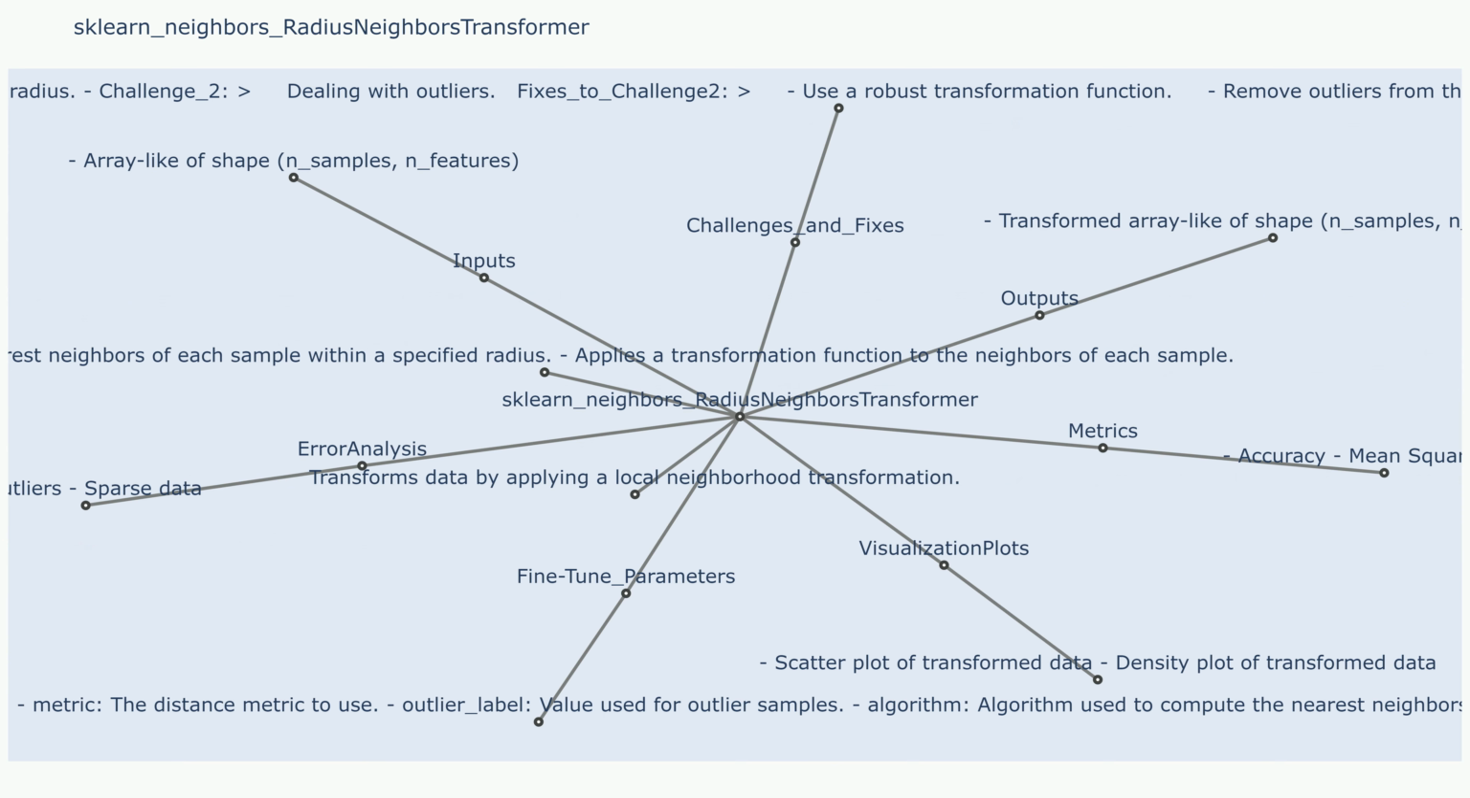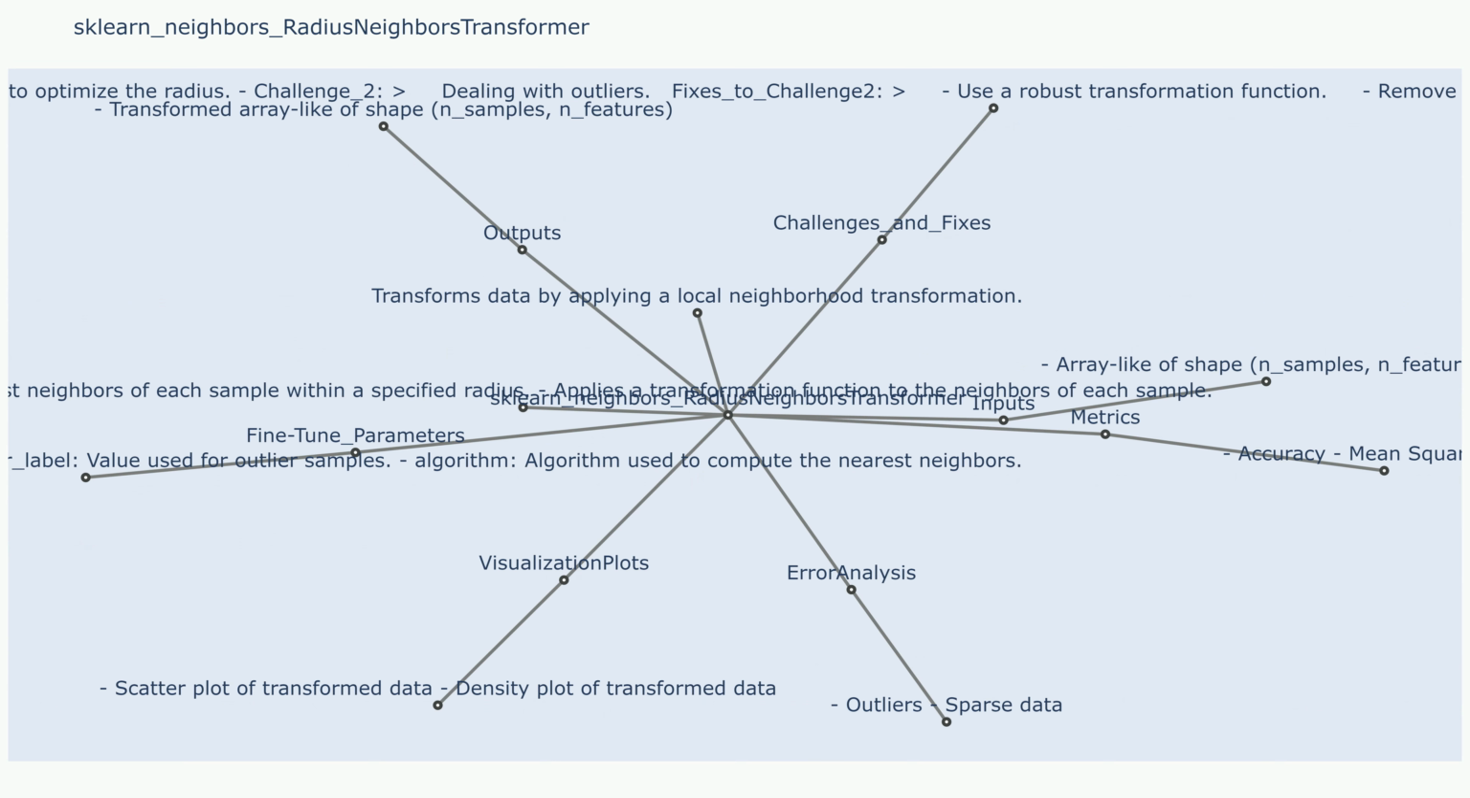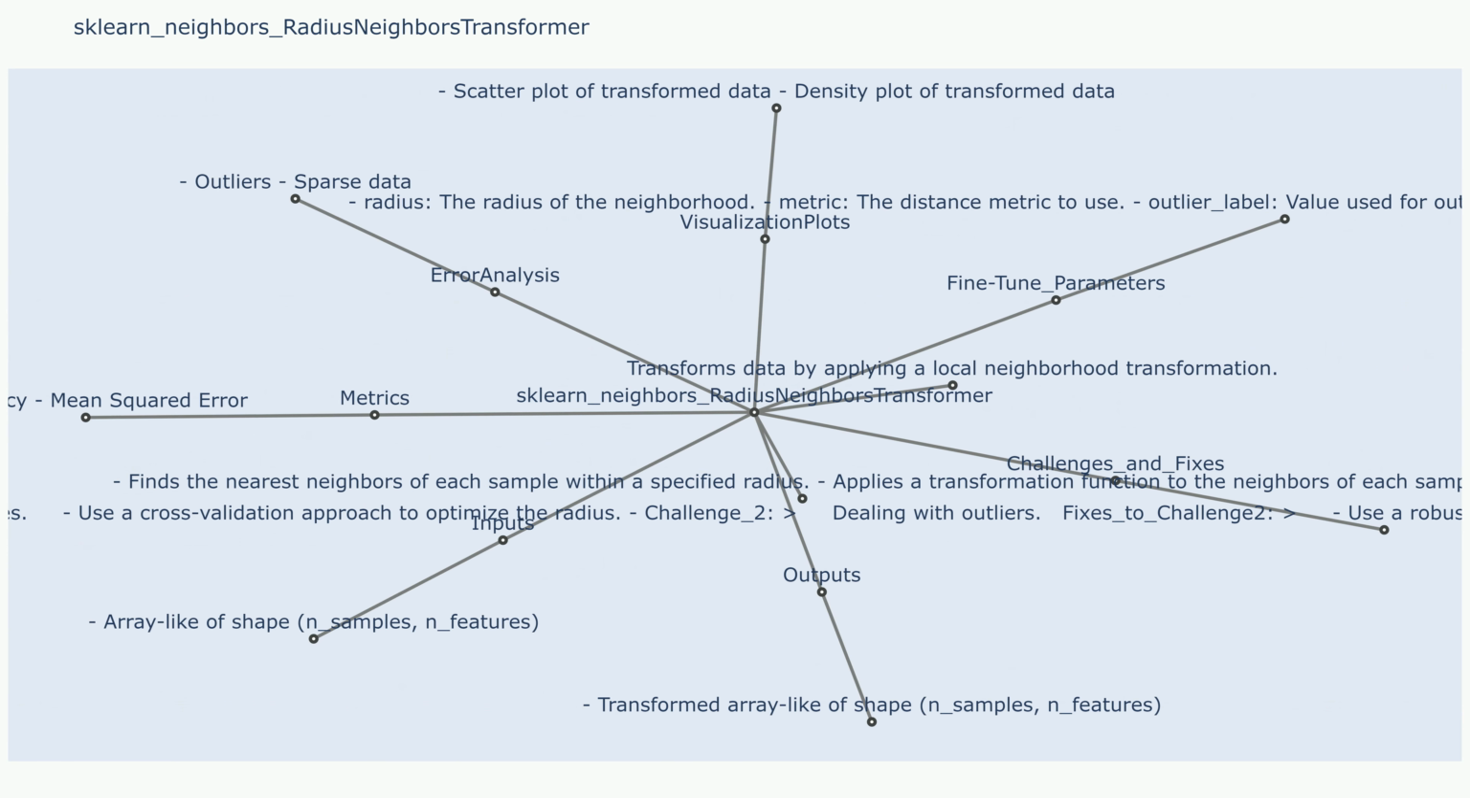Sample use case that resulted in challenge 1. A dataset with many missing values or a dataset with high dimensionality can be considered sparse. Fixes to challenge 1. Consider using a different distance metric that is more appropriate for sparse data, such as the Jaccard distance. Experiment with different radius values to find an appropriate balance between finding enough neighbors and avoiding overfitting.